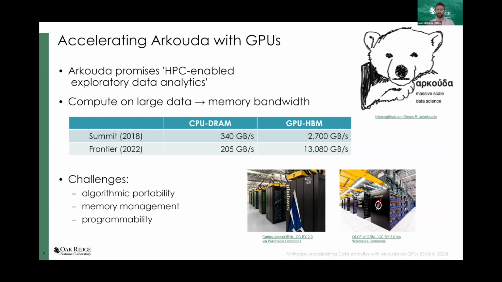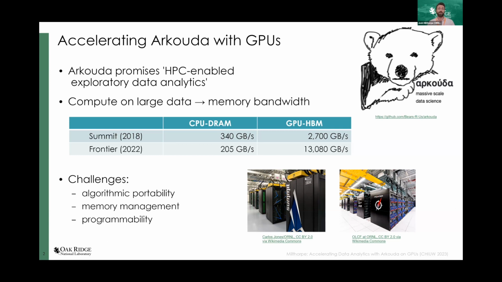And so you can imagine if you're only using host memory, if you're only able to use your CPUs, you're really only able to use 1/60th of the total memory bandwidth available to you on the Frontier system. So avoiding GPUs is not an option for Arkouda and large data. We really want to be able to use all of the system available.